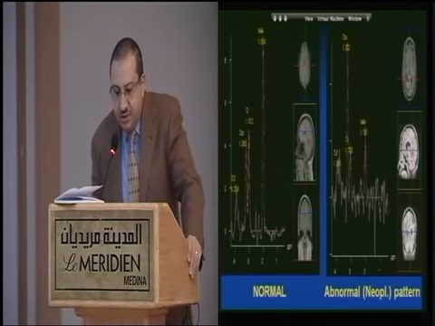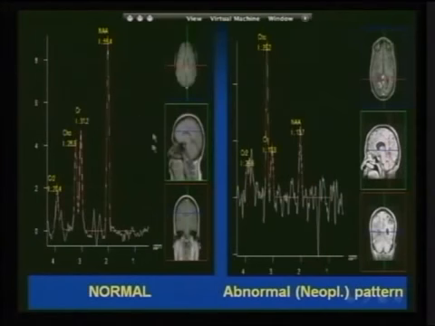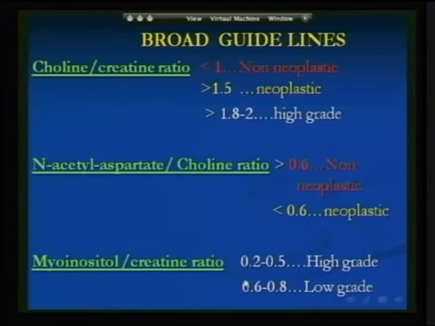Just a very rapid review about the normal and abnormal spectral pattern. This is the normal spectral pattern. We have to focus on the NAA and the choline ratios. When the curve is ascending like this, it is a normal one. If the N-acetyl aspartate is low, it is a descending curve, and this is an abnormal one. We usually use ratios between these different components. I'll just present very broad guidelines on how to use these ratios.